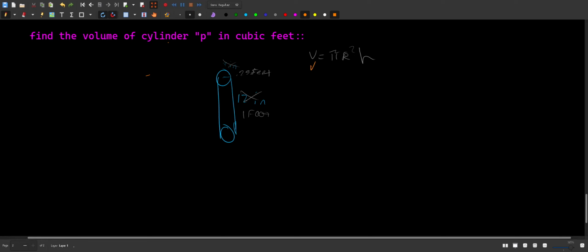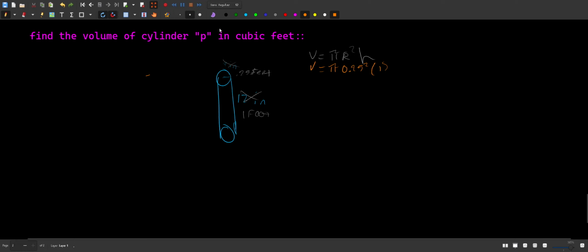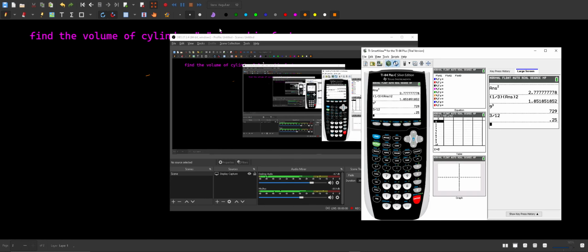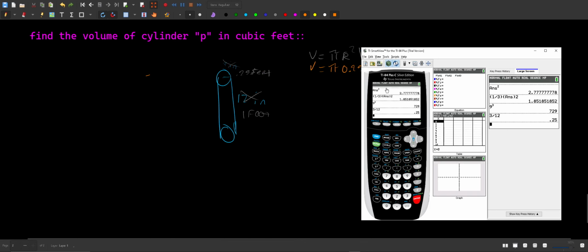So, anyways, sorry for the interruption there. Volume is equal to pi times the radius, which is 0.25, squared, times our height, which is 1. So now we're just going to... Sorry, wrong tab. Okay, let's get rid of that.